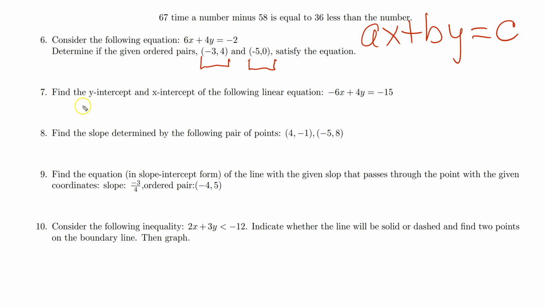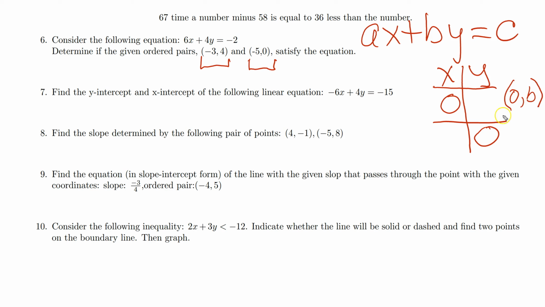All right, number 7, find the x and y intercept. Now, as soon as I hear something like that, I would make an x and y intercept t-chart. Because when x is 0, this is going to give you your y-intercept, 0, b. And when y is 0, this is going to give you your x-intercept, a, 0.